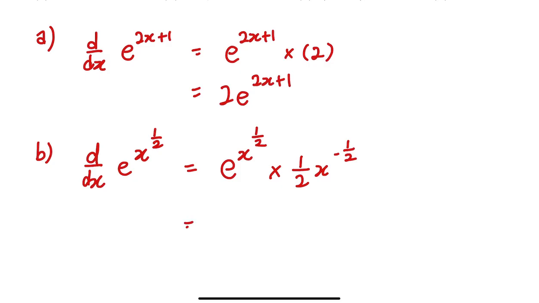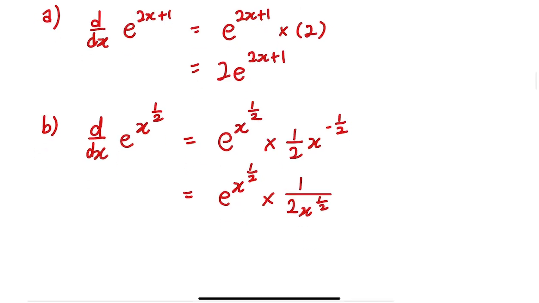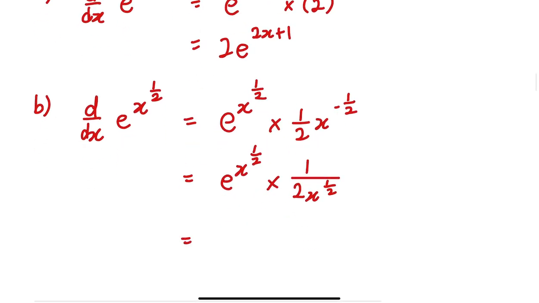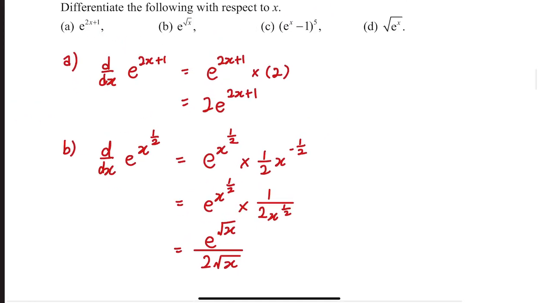Then from here, I simplify. I will get e power x power half times, I turn this into a positive index, times 1 over 2x power half. So therefore, final answer, if I simplify everything, instead of half, I can bring back the square root now. This will be e power square root x over 2 square root x. And this is for example 2b.